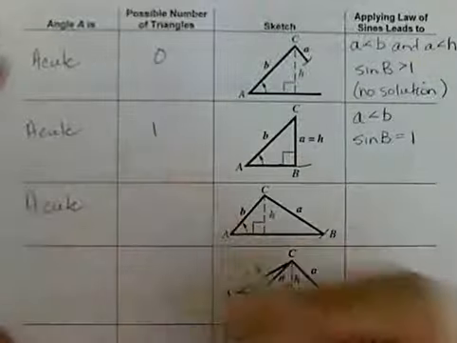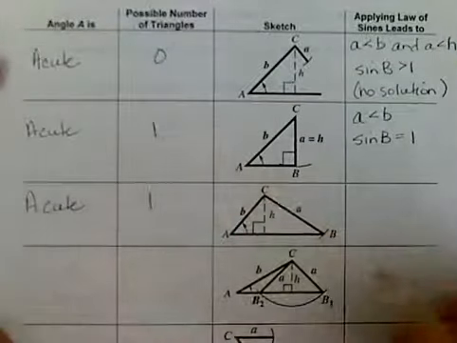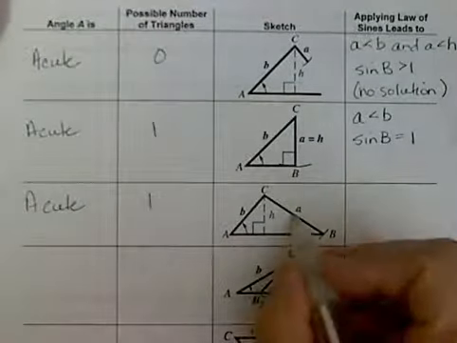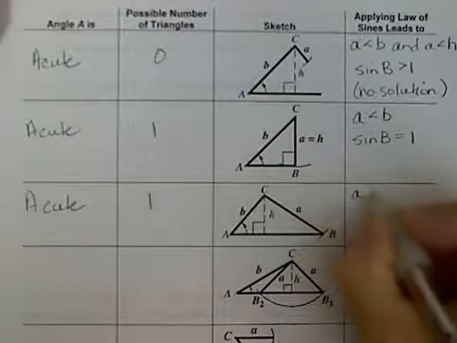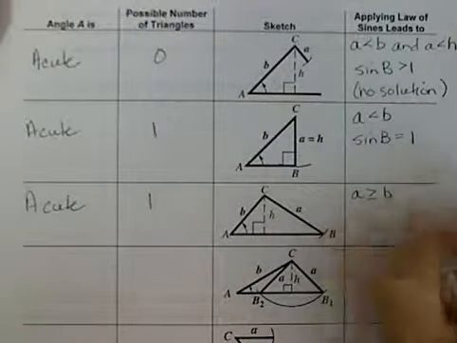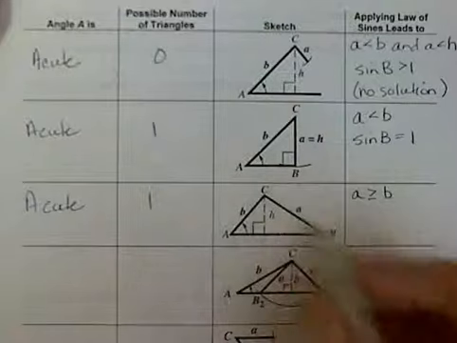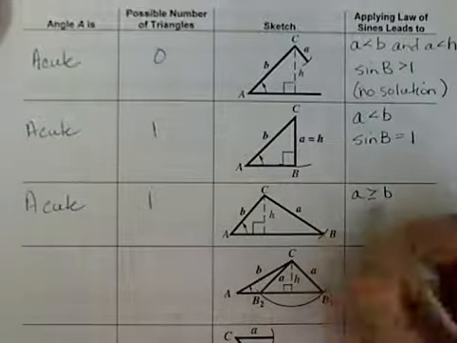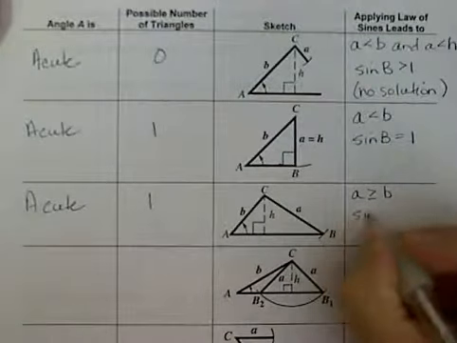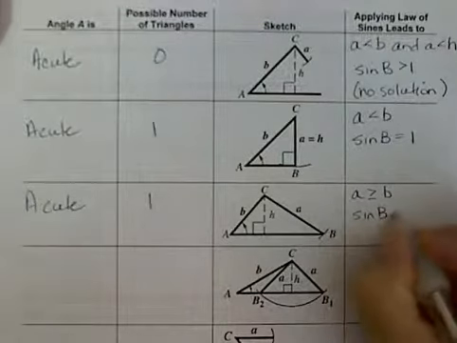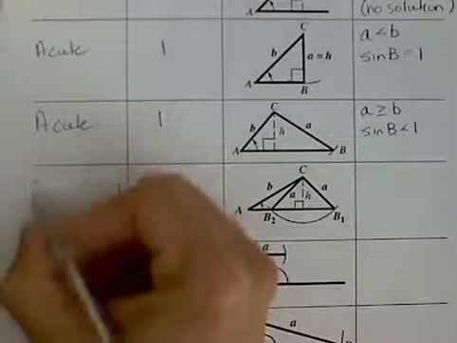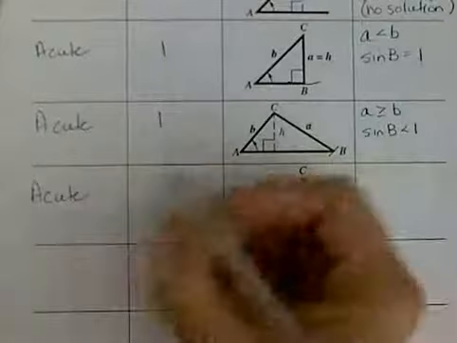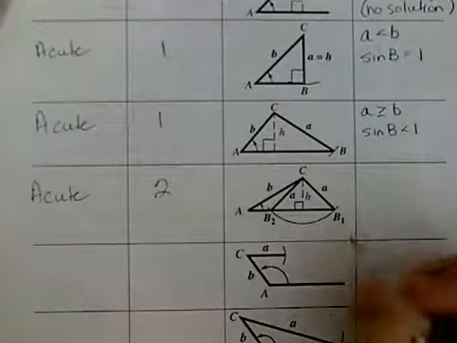The third one is when A is acute. This is also a one triangle situation. And this is when A is greater than or equal to B. So we've got a long side A over here. When we try to solve for the sine of B, it turns out that the sine of B is less than 1. The last possibility, if A is an acute angle, is that we get two possible triangles.